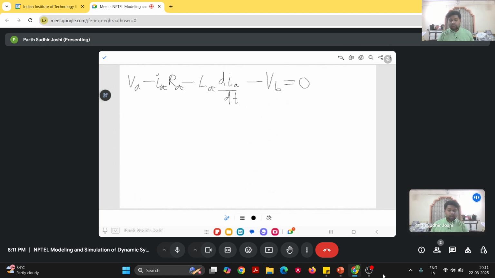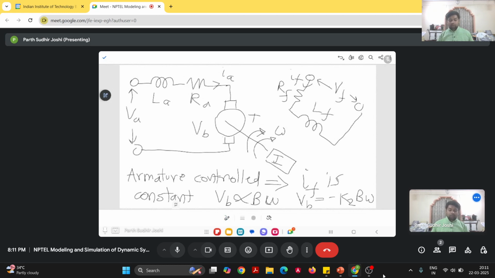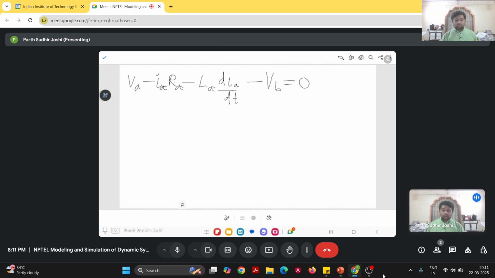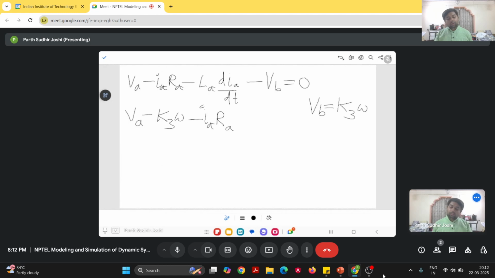Now if the magnetic field is constant, then we know that the back EMF VB is K2 into B into omega. For the armature controlled case, the field current is constant, so therefore the magnetic field is also constant. So then we can write VB is some K3 into omega. So we will get VA minus K3 into omega minus IA into RA. And we have also been given that the inductance of the armature coil is negligible, so this term will become 0. So then we will get this as our equation for the armature.